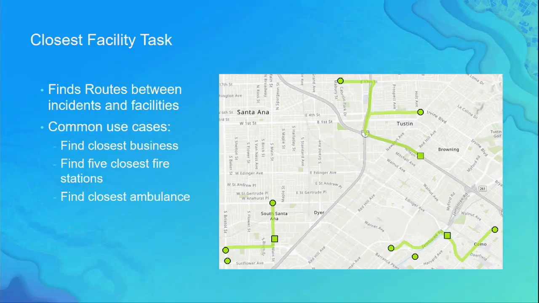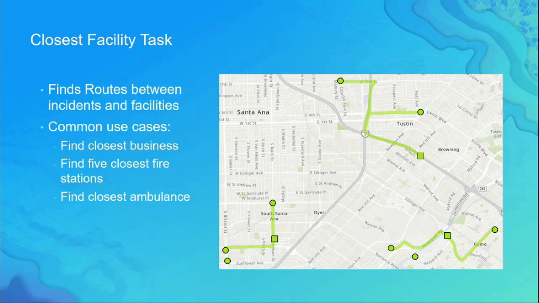Okay, up next is the closest facility task. This is something that's been present in the 100 version of the ArcGIS Runtime SDKs, which came out over a year ago, but is present in the 100.2 version, which is just released for local data. Most commonly, it's used to find routes between incidents and facilities.